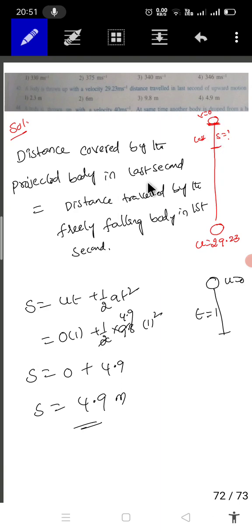That must be equal to the distance traveled by the body in the first second in a freely falling body. If you want to find the distance for the last second directly, we would have to calculate the final velocity at this point, and this is difficult. That's why there is a condition: distance covered by a vertically projected body in the last second must be equal to the distance traveled by the freely falling body in the first second. So by using the freely falling body we are calculating the distance. This distance is equal to the distance traveled in the last second by the vertically projected body.